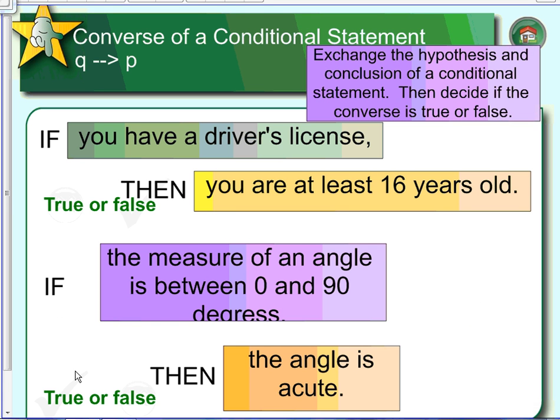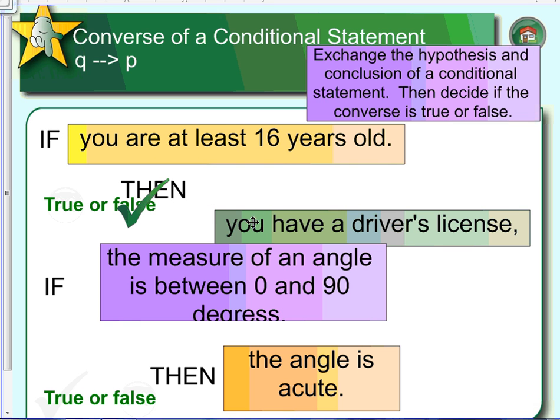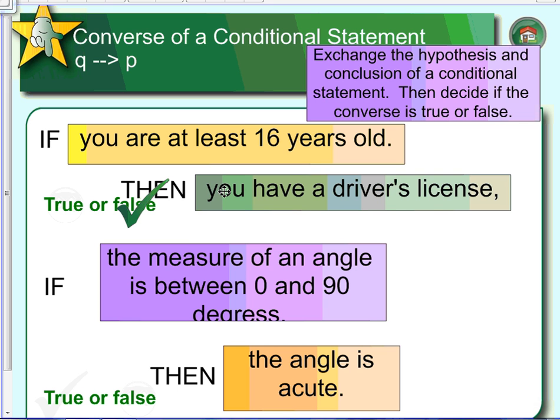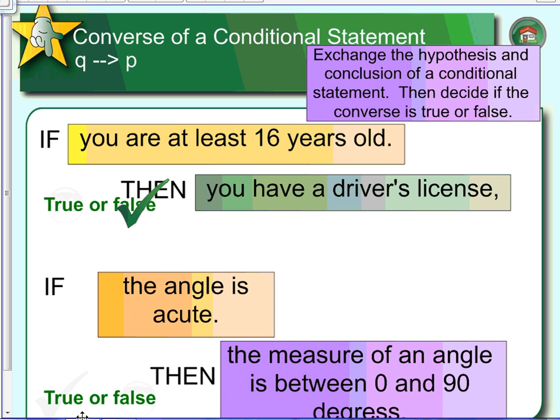So we're going to take a look at that. If you have a driver's license, then you are at least 16 years old. Think about it. If you said false, then you are correct. Now, if you are at least 16 years old, then you have a driver's license. That's also false. Now we have, if the measure of an angle is between 0 and 90 degrees, then the angle is acute. We know that that's correct. If the angle is acute, then the measure of the angle is between 0 and 90 degrees. Both the conditional and its converse are true.